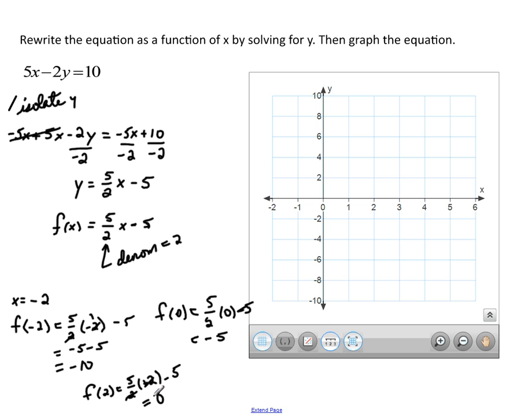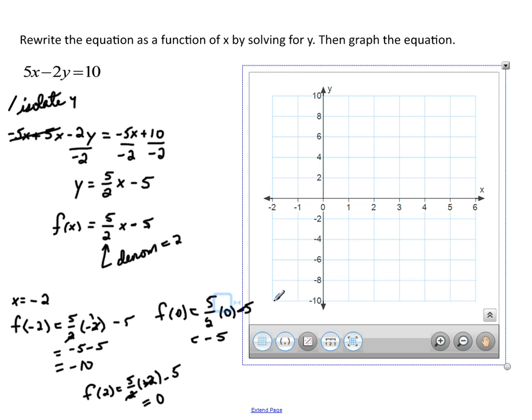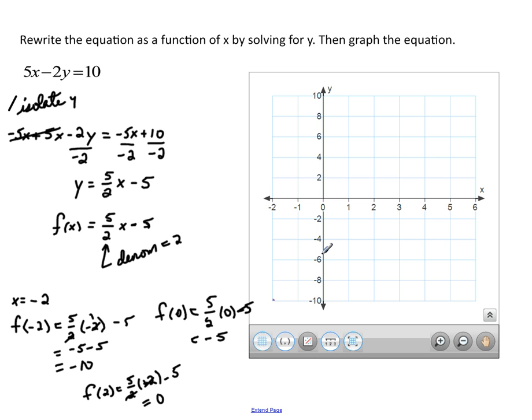So what are the coordinate points that we're going to get right here? Looks like we've got negative 2, negative 10, we've got 0, negative 5, and we've got 2, 0.